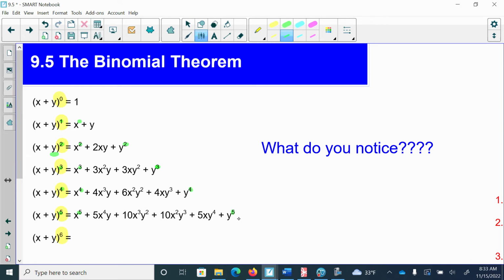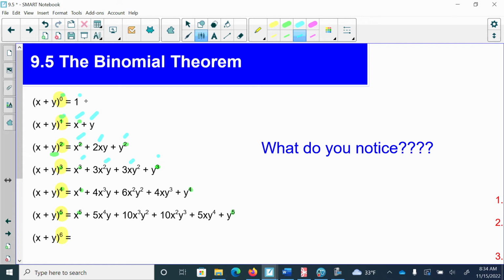Another thing that you should have noticed is that if I have x plus y to the first power, I have 1, 2 terms. If I have x plus y to the second power, I have 1, 2, 3 terms. If it's raised to the third power, I have 1, 2, 3, 4 terms. So the number of terms you have is one more than the exponent. So like when I raised this to 0 power, I just had one term.